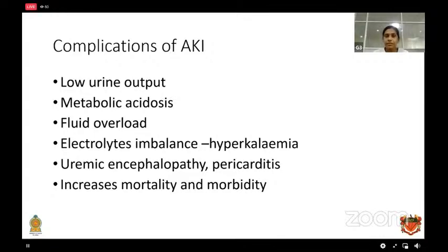And sometimes patients are confused with the uremic encephalopathy. There will be pericarditis. And obviously, lastly, patient can have increased mortality and morbidity. There are some more complications as well. These are the common complications, and it can affect the whole body.